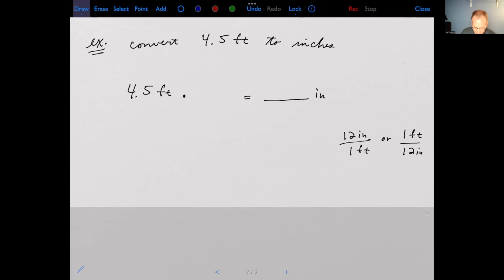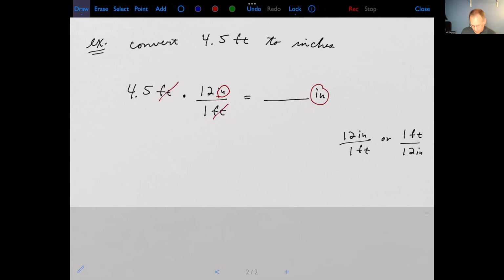So the way to think about this is I want my units of feet to cancel. In order for them to cancel, I need to have feet on the bottom, in the denominator, of my unit conversion factor. And I want the units of inches to survive in the answer. So if you think about that, I need to multiply by 12 inches over 1 foot. Again, why did I do that? Because I want feet to cancel. So feet will cancel with feet, and then the inches will end up in the answer over here.